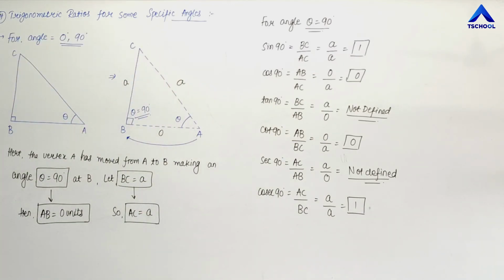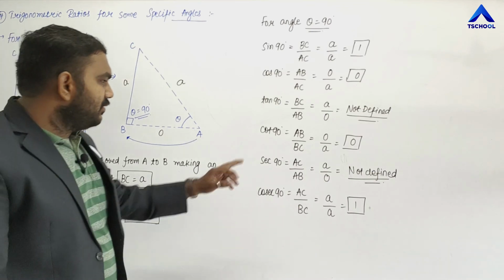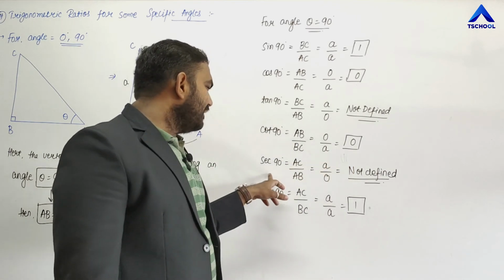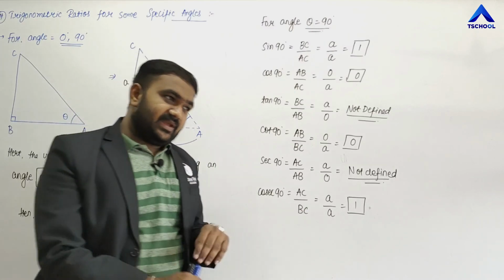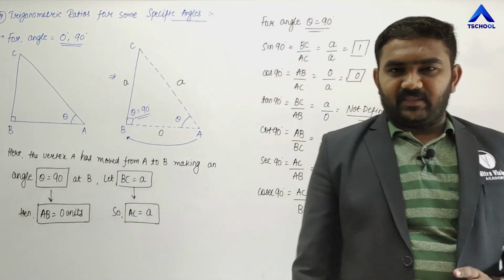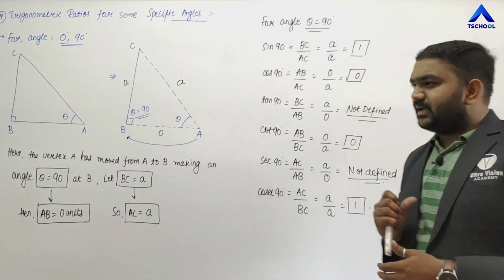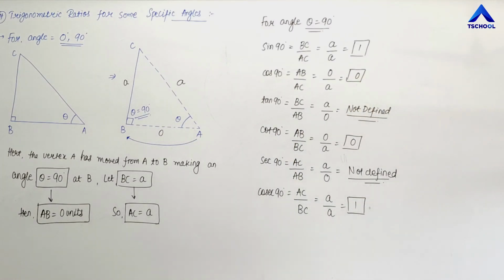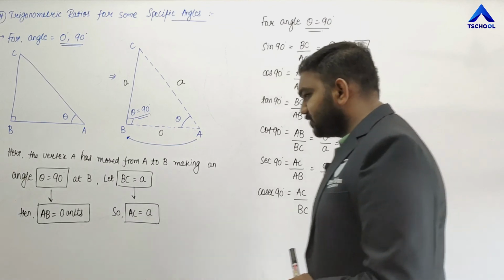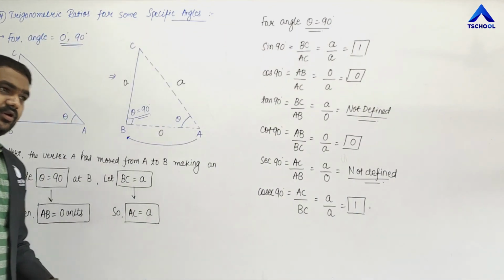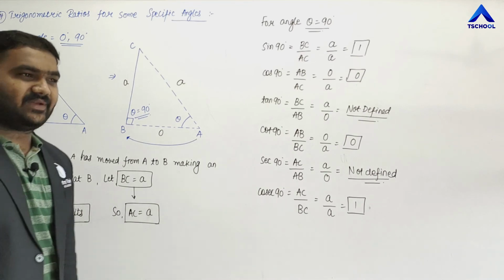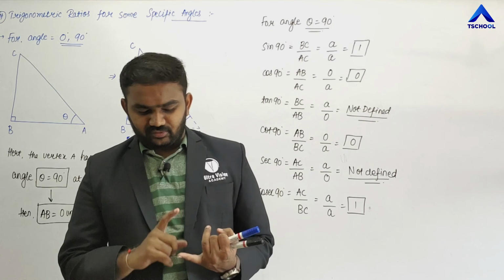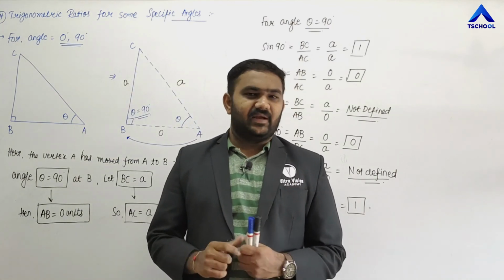So sin 90 is 1, cos 90 is 0, tan 90 is not defined, cot 90 is 0, sec 90 is not defined, and cosec 90 is 1. So in the previous video lecture we completed 18, in the previous topic we completed 6 more for theta equals to 0, and 6 more right now for theta equals to 90, adding up a total of 30 different trigonometric ratios for specific angles theta equals to 0, 30, 45, 60 and 90.